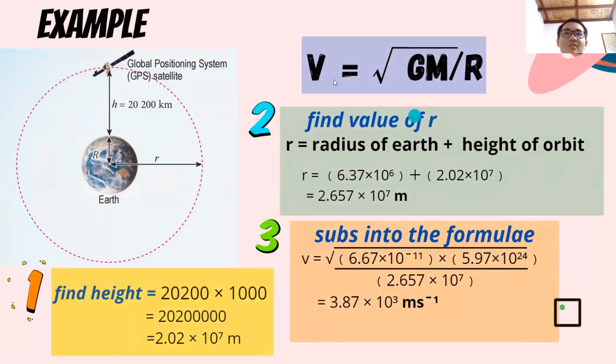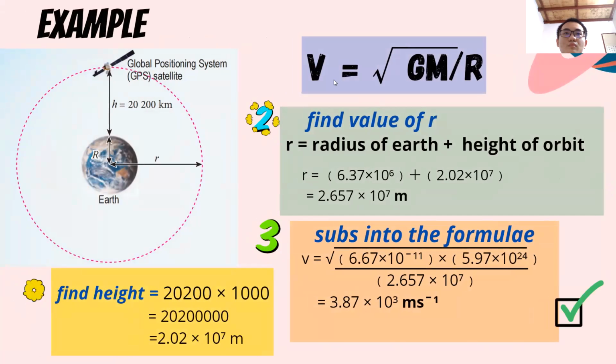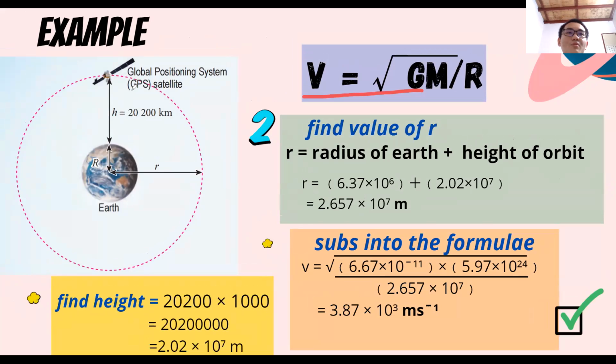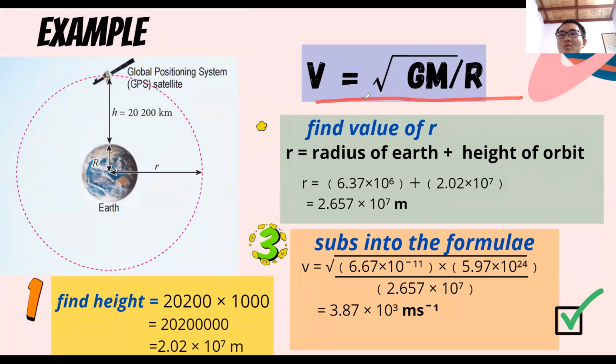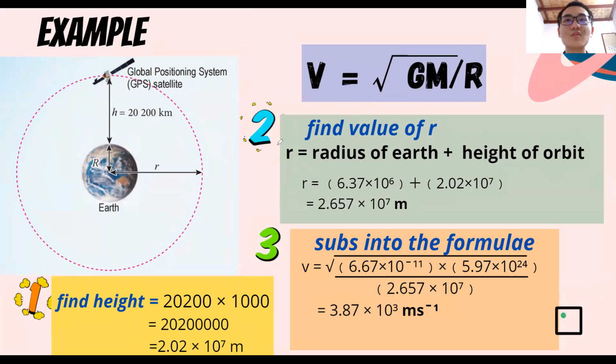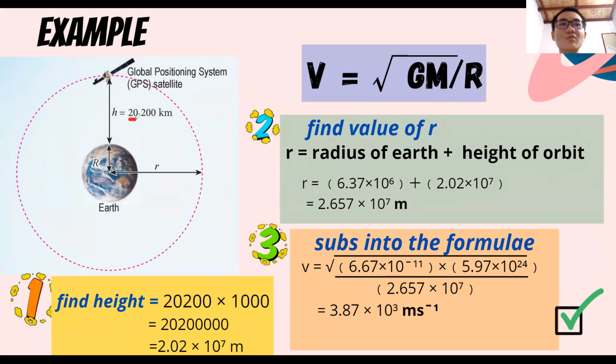Next is an example: calculate the linear speed of the Global Positioning System satellite, GPS. As we know, we use the formula v equals square root of GM over r. First, we need the height, which is 20,200 kilometer. We should change from kilometer to the SI unit, which is meter, and use standard form to represent it.